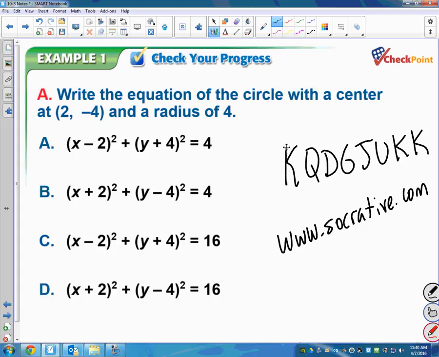We have 10 and 14 so far, 100%. Anybody not there?